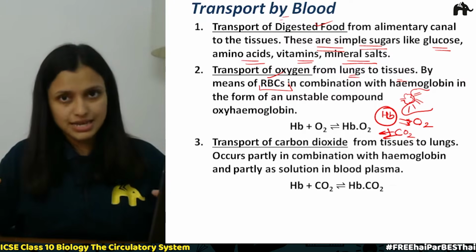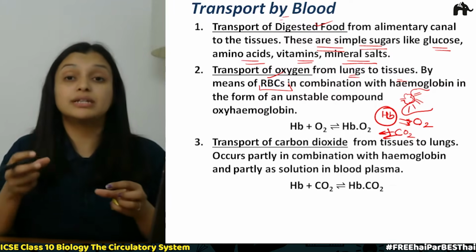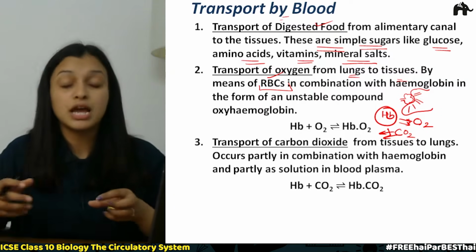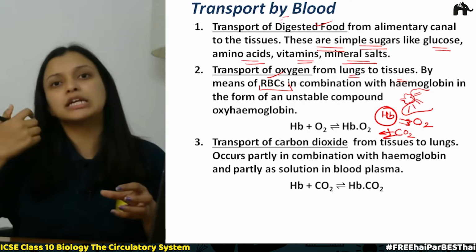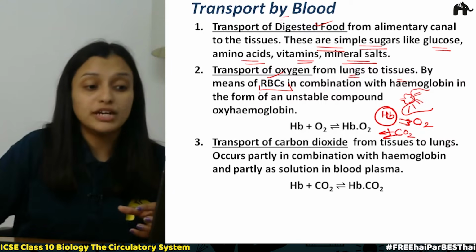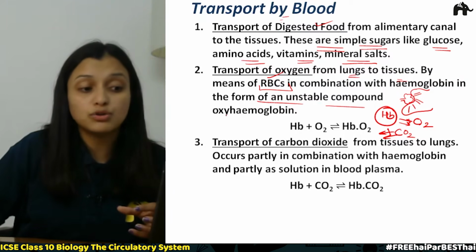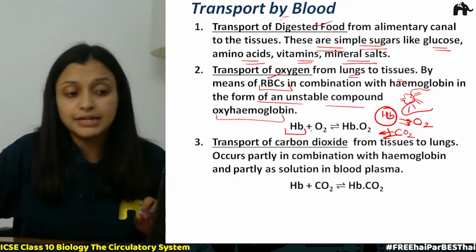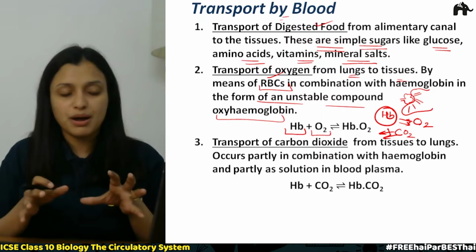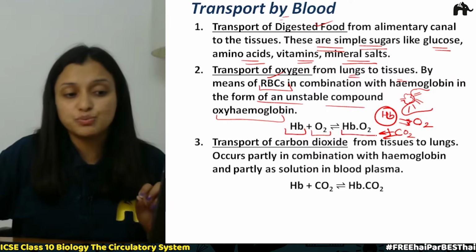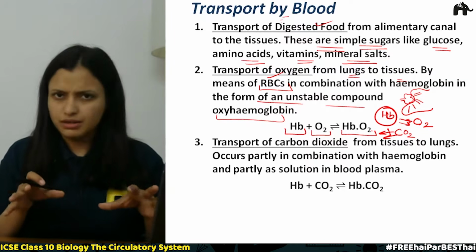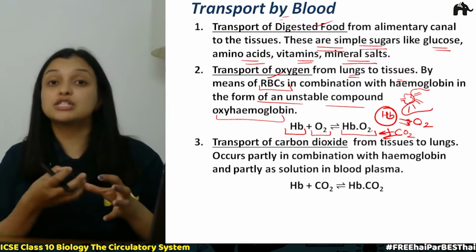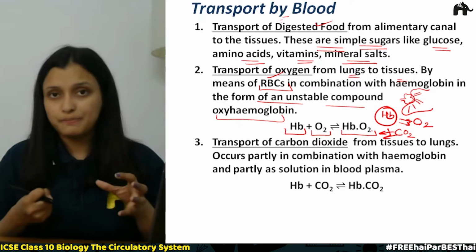There are different cells, and one of them is RBCs, which contain hemoglobin, which has more affinity for oxygen as compared to carbon dioxide. So it picks up oxygen and gives away carbon dioxide. Hemoglobin forms an unstable compound with oxygen, that is HbO2, which is oxyhemoglobin, right? Correct? So this is how it transports oxygen in our body.